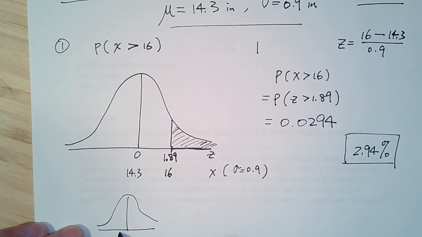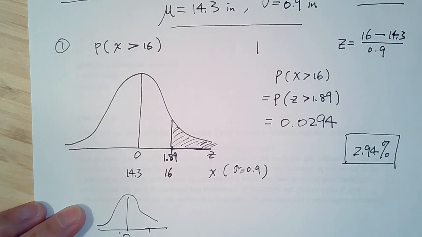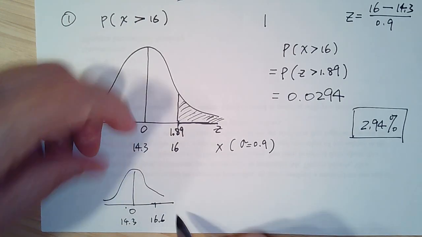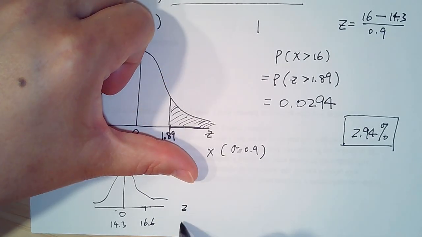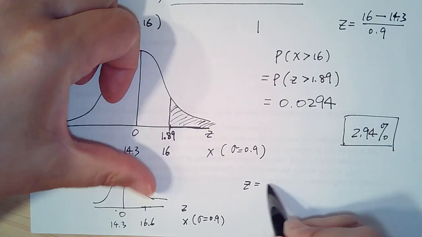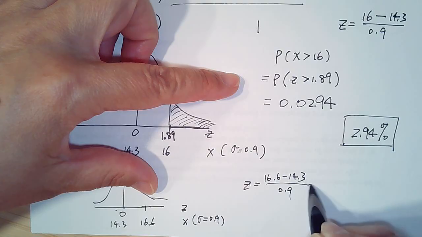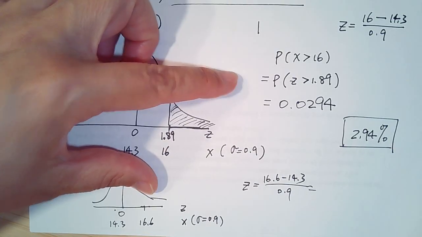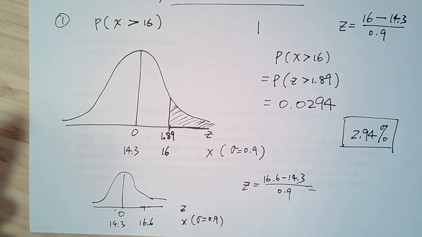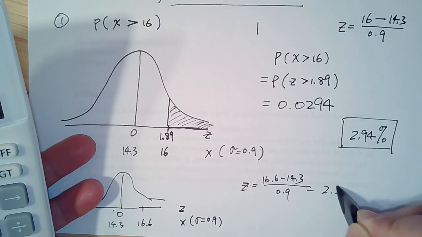So here's a 0, here's a 14.3, and here's a 16.6. I do this very, very quickly. Here's z, here's x, and sigma is 0.9. So the z-score is 16.6 minus 14.3 over 0.9, which is 2.3 divided by 0.9. So I get 2.56.